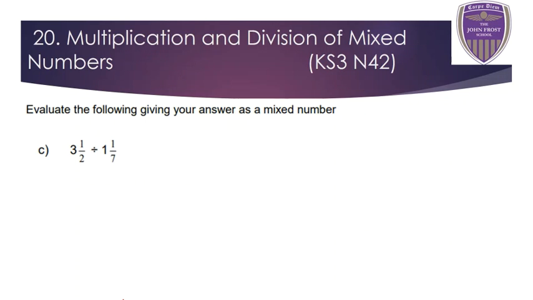Okay, right, so evaluate the following, giving your answers as mixed numbers. So something over 2 for the first one, divided by something over 7. So 3 whole sets of 2, plus 1: 3 times 2 is 6, plus 1 is 7. 1 whole set of 7, plus 1: 1 times 7 is 7, plus 1 is 8. So we get 7 over 2 divided by 8 over 7.